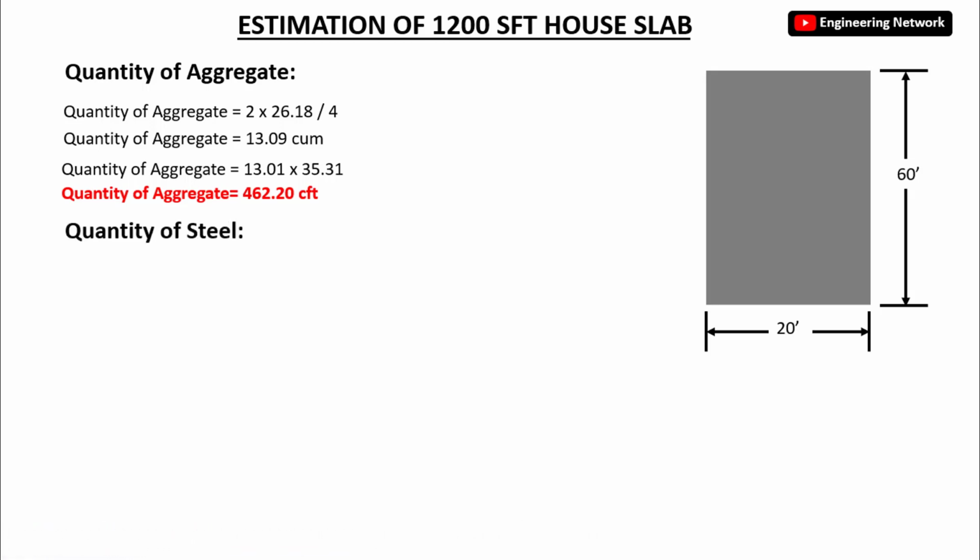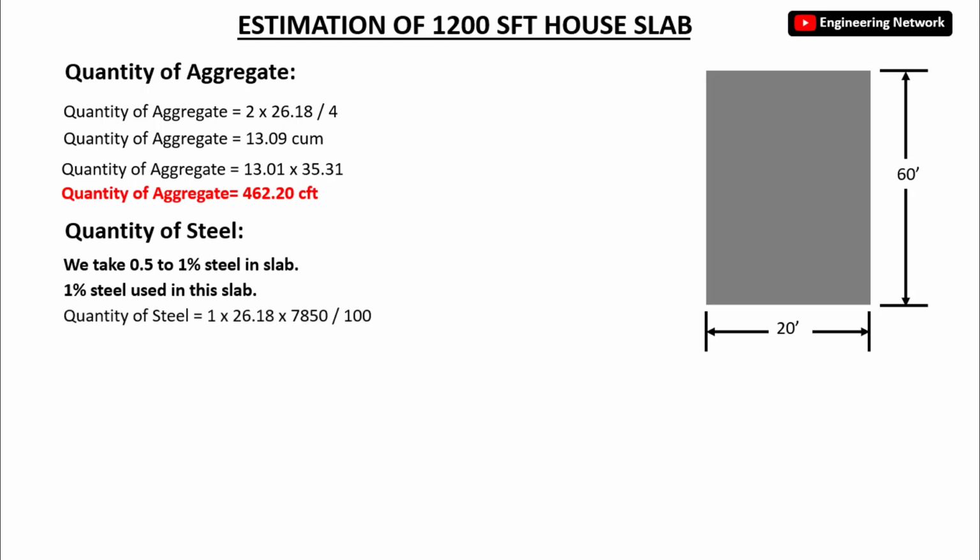Now generally we take 0.5 to 1% steel in slab. And let's suppose in this slab I will take 1% steel. Okay? So quantity of steel is equal to 1 multiplied by 26.18, which is the dry volume of concrete, multiplied by 7850, which is the density of steel, divided by 100, and quantity of steel will become 2055.13 kg. Okay?